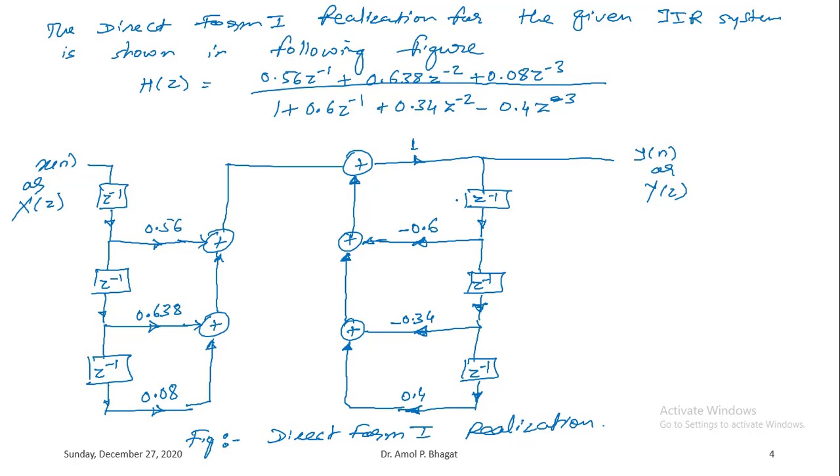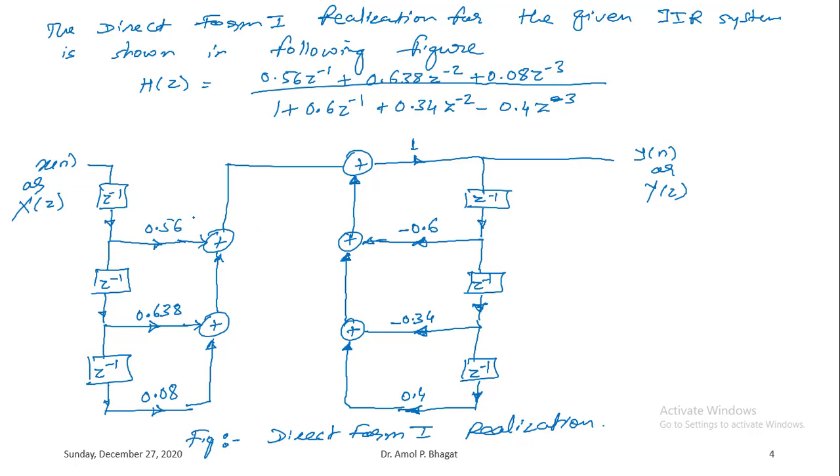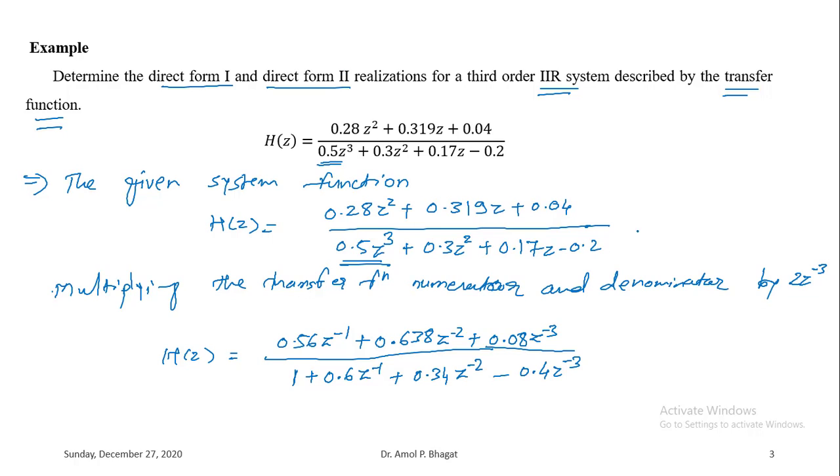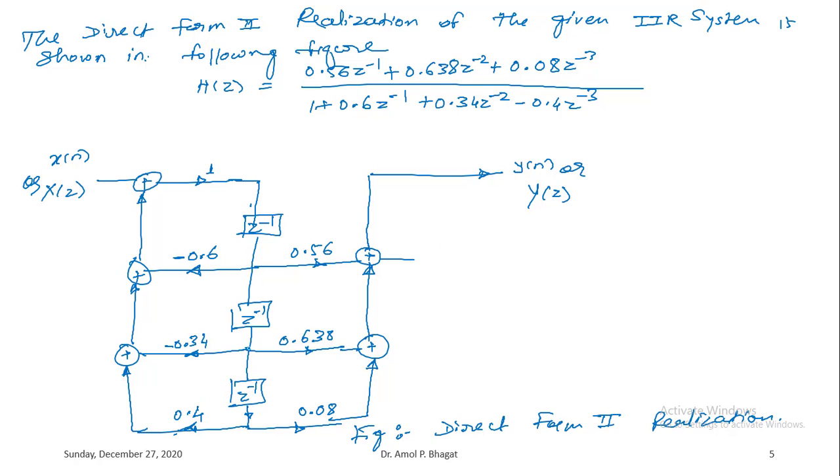So you can see that in the initial direct form 1 realization we required 6 delay elements, and in this case we required only 3 delay elements. The direct form 1 is a non-canonical structure because the order of the given system was 3, a third order IIR system, and we required 6 delay elements. While here we require only 3 delay elements, which is the same as the order of the given IIR system, therefore it is a canonical structure.